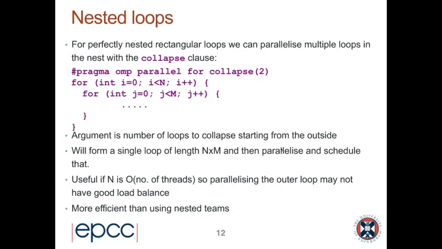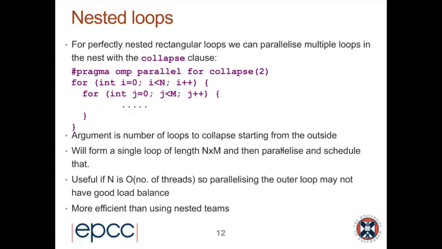So provided we meet those conditions, we don't need to use nested parallelism to do this. What we can do is use the collapse clause instead. So in this example, we can say hash pragma OMP parallel for collapse 2. And the argument 2 is the number of loops to collapse starting from the outside and counting in. So you may be in a situation where you have a nest which consists, say, of four nested loops, but you only want to parallelize the outer two.